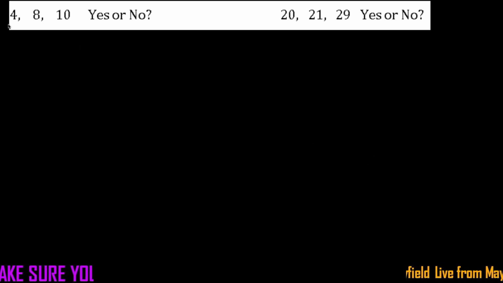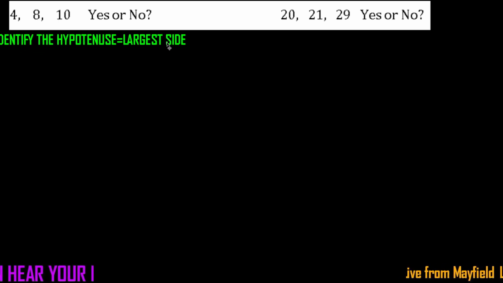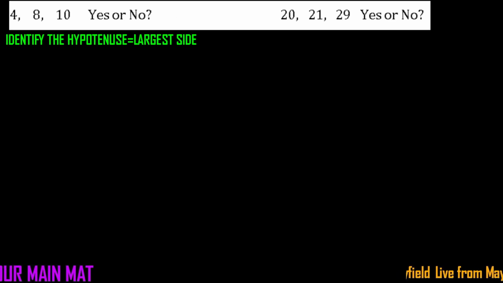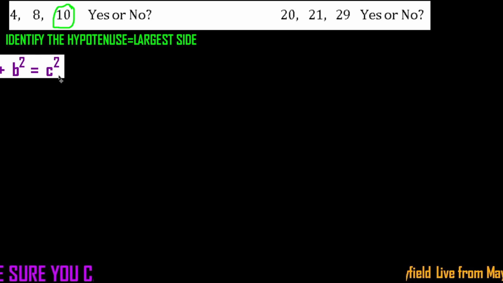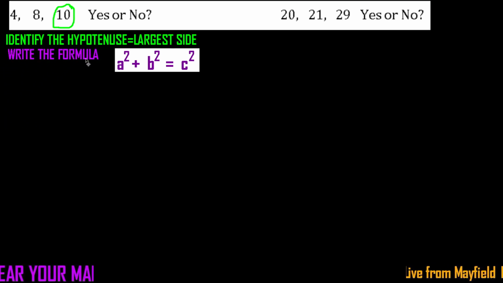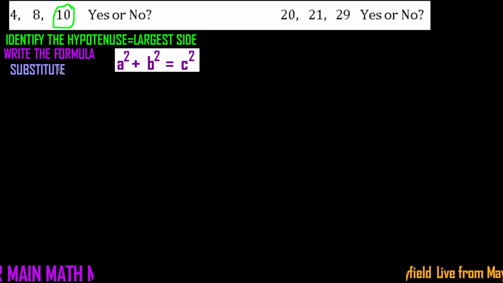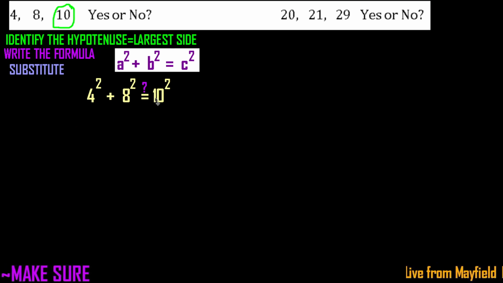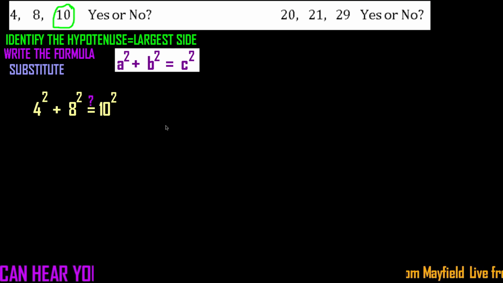It says for 4, 8, and 10, we want to see, all right, let's identify that hypotenuse, which is going to be the largest of those three, so it's going to be 10. It doesn't always have to come first or last. Make sure that you are careful with that. We want to write that formula out. So we're going to say a squared plus b squared equals c squared, and we can substitute in our values for our variables. So we're going to have 4 squared plus 8 squared, is that equal to 10 squared?